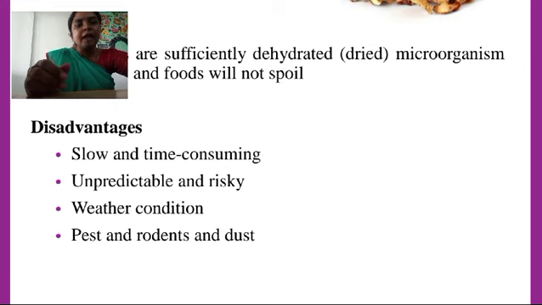And sun drying is mainly carried out in the atmosphere, so the food materials can be destroyed by pests and rodents.